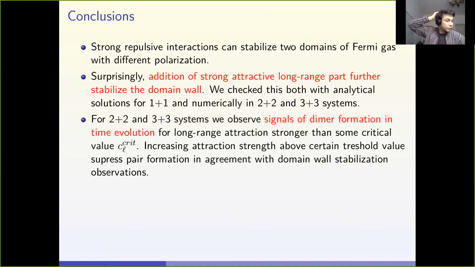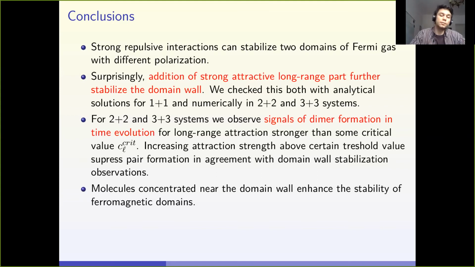And for 2+2 and 3+3, we observe signs of molecule formation in the system, provided the long-range attraction is stronger than some critical value. Okay? If you increase the attraction above some certain threshold value, the pairing in the system is suppressed, and this is in agreement with the previous point that strong attractive interactions stabilize the domains. And you may say that these molecules concentrated near the domain wall enhance the stability of the ferromagnetic domains. That was the point that I made during the discussion of the stability of the clouds.